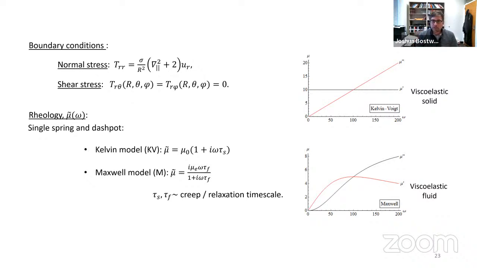So at this point, I'd note that our analysis is applicable for any arbitrary rheology, but we want to illustrate this on a couple of classical examples, namely one, the Kelvin-Voigt model, which is applicable for viscoelastic solids, and second, the Maxwell model, which is typically used for viscoelastic fluids. In each case, you'll note that the complex shear modulus has a relaxation time scale. In the case of the Kelvin model, this is tau s, and in the case of the Maxwell model, this is tau f.